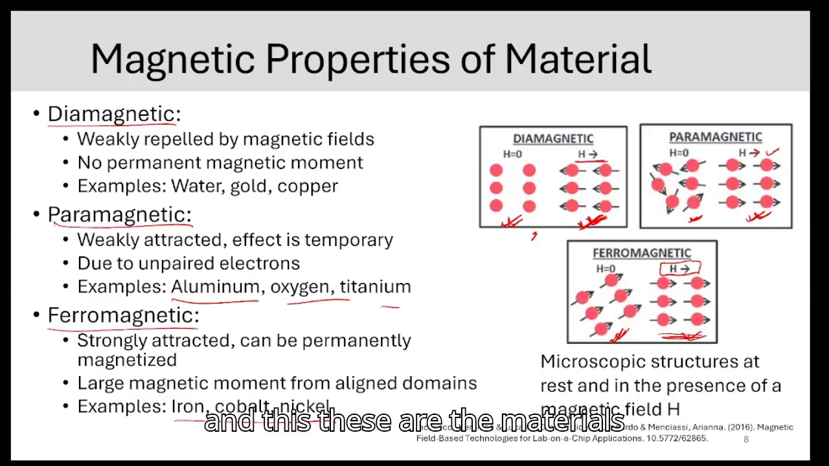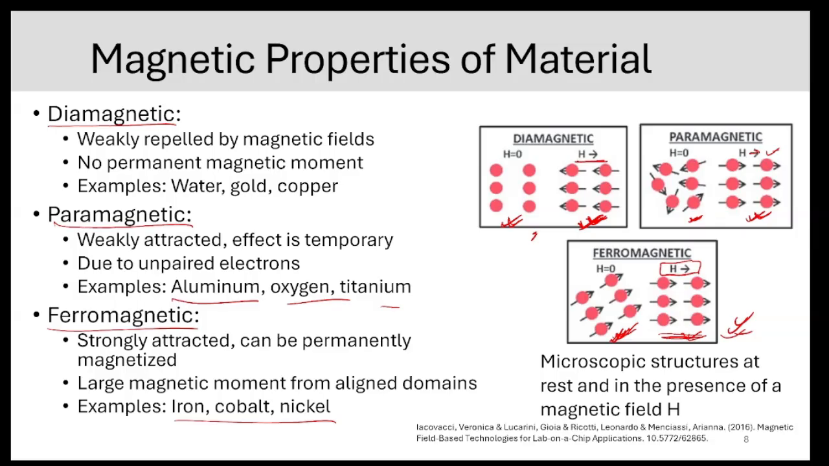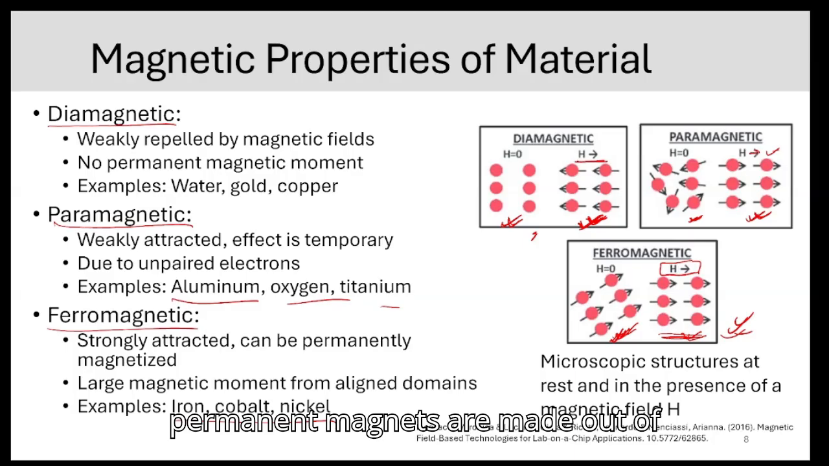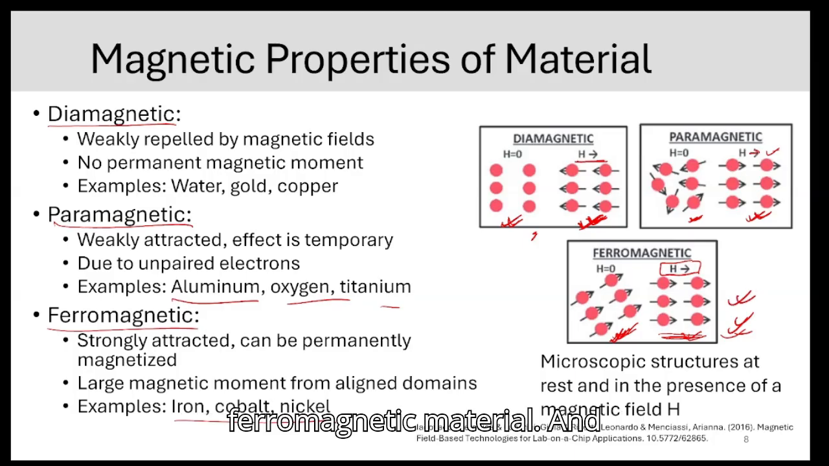and these are the materials that can be permanently magnetized because of how easy it is to align these microscopic atomic magnets in the same direction. So in other words, permanent magnets are made out of ferromagnetic materials.